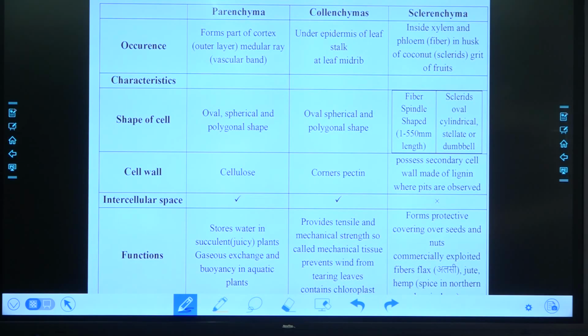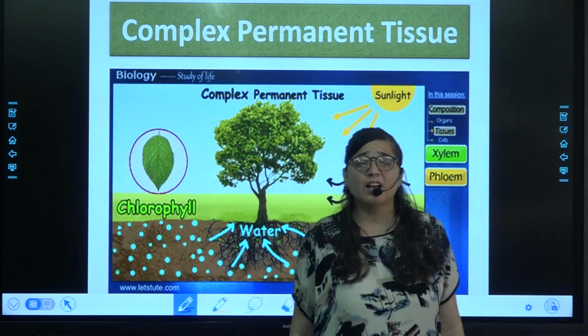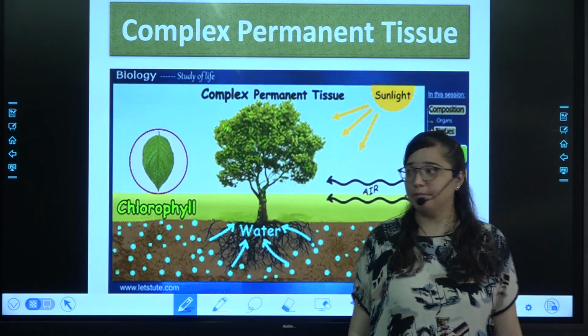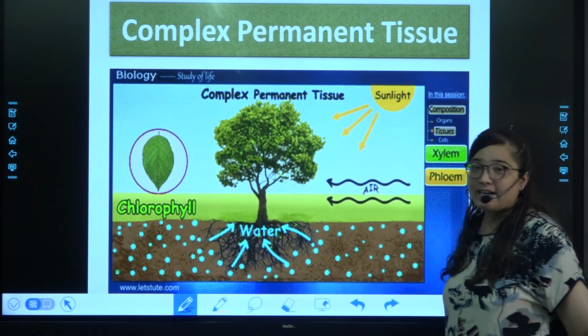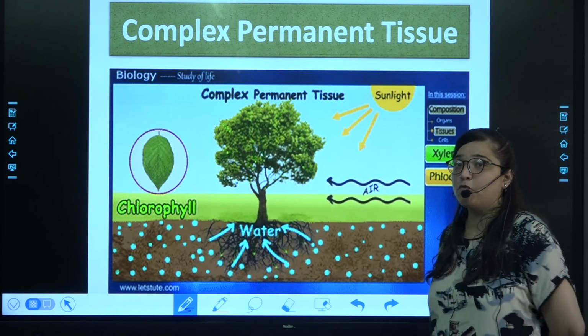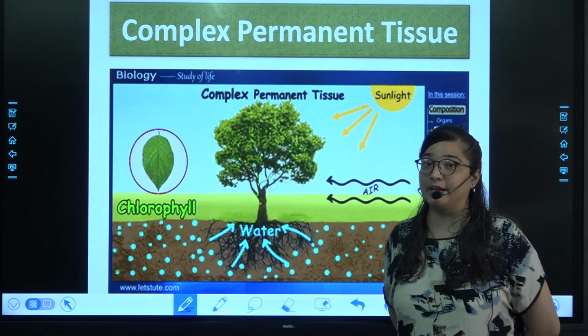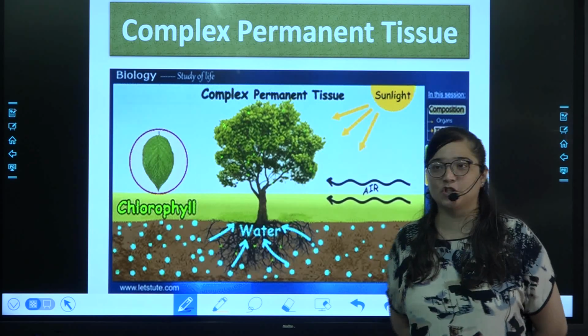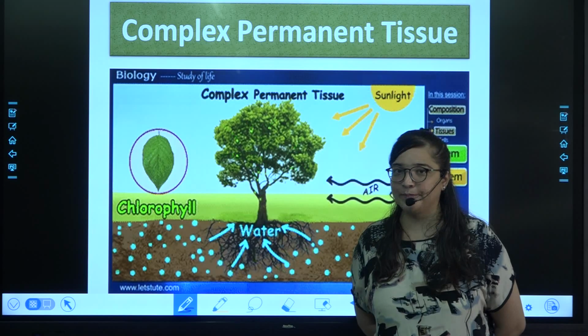So I hope that you have noted down the content. Now let's move further on the next particular portion, that is the complex permanent tissue. Just have a look at this particular part. You can see that any plant is able to make its own food because of the presence of water and minerals. Now, how is the movement of water and minerals happening? It is happening because of the vascular tissues, that is this complex permanent tissues, which are xylem and phloem.